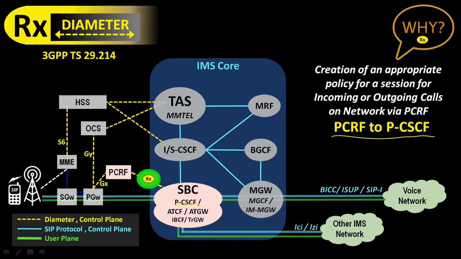This Rx interface is used to control the establishment of any type of incoming or outgoing calls, and thereby it is used to authorize and control the resource usage in access networks. Rx uses Diameter protocol. You can find more details on the Rx interface under 3GPP spec 29.214. So net, the Rx link is used for every incoming and outgoing voice call.